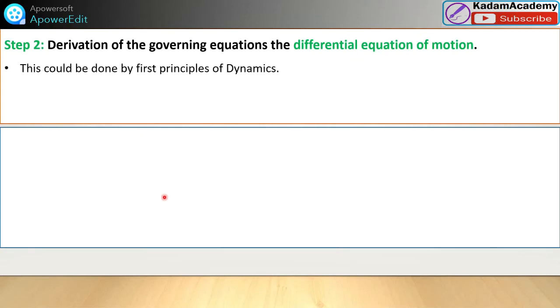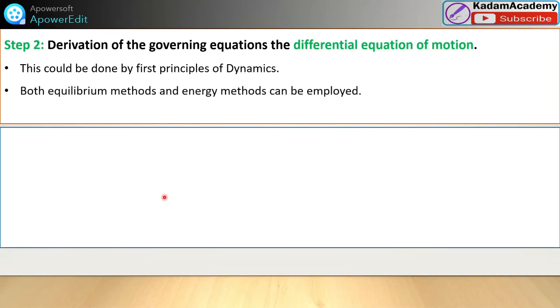This could be done by the first principles of dynamics. It is based on the first principles of dynamics to derive the equations that describe the vibration systems. Both the equilibrium method and energy methods can be employed for this. So resolving the forces and couples by drawing the FBD, the free body diagram of the masses, and the equation of motion is derived by considering all the mass, inertia forces, reactive forces, or external forces, etc. The choice depends upon the convenience of the resulting analysis.